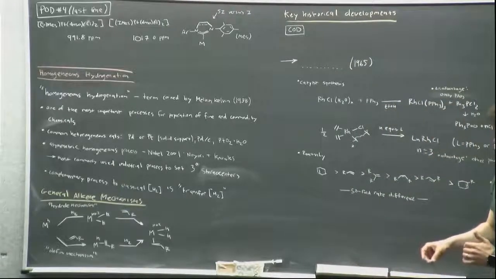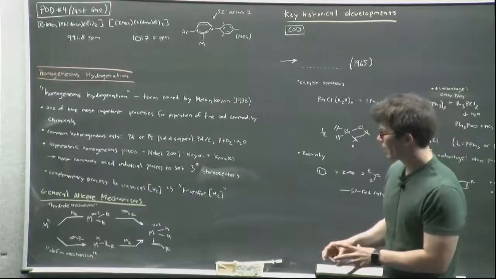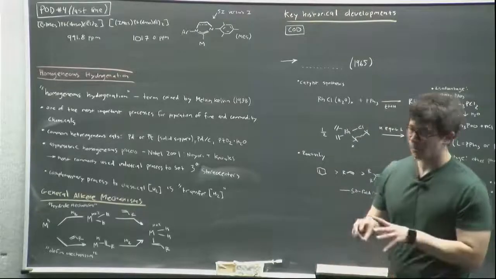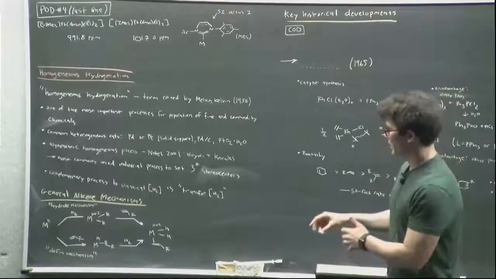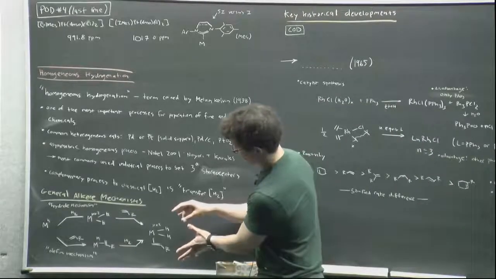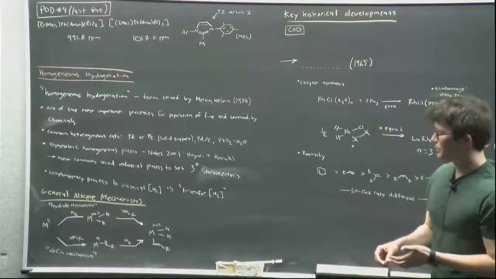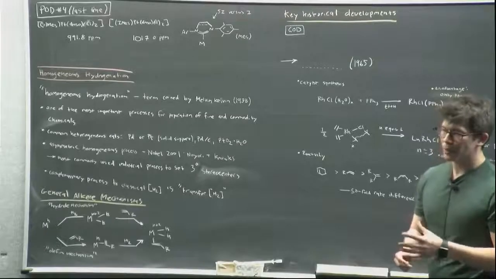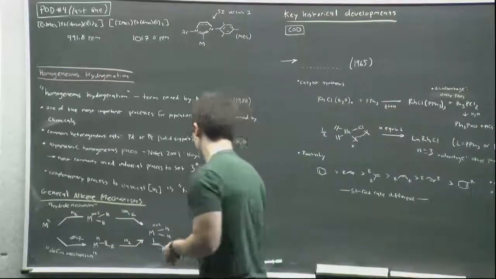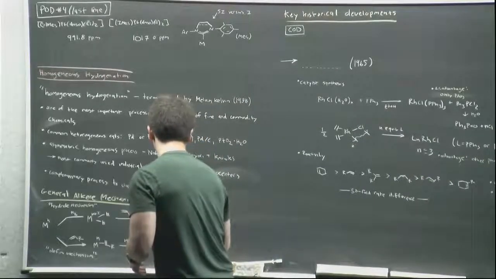Okay, so for the next 30 to 45 minutes or so, most of what we'll talk about are classical alkene hydrogenation methods and key developments. And within this space, there are two common classical mechanisms, and they just depend on the order of events. They both will end up getting to a common intermediate, but how they get there varies depending on the nature of the catalyst.